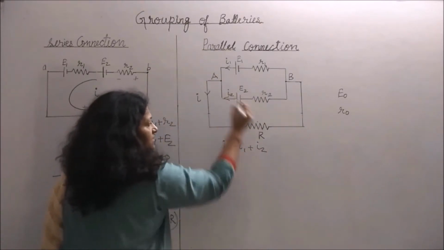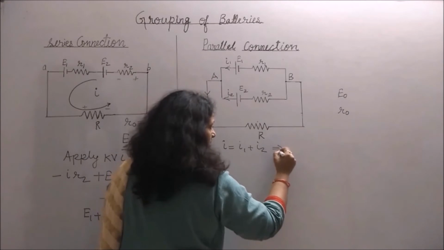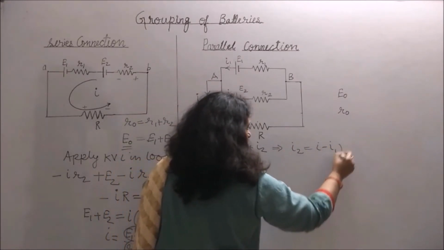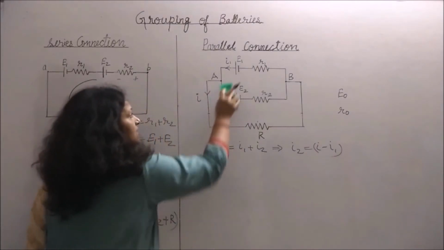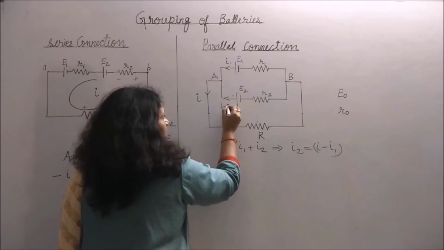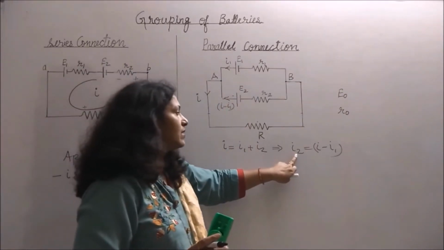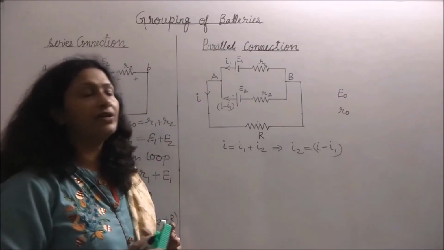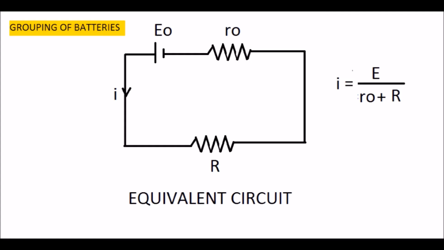So you can replace this I2. This gives us I2 is nothing but I minus I1. So you can replace this I2 by I minus I1. Because we reduce one variable, we have eliminated it. Now only two variables are there, I and I1.